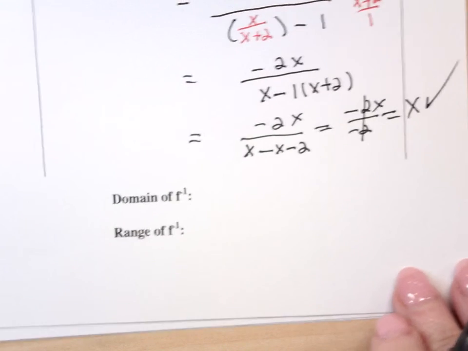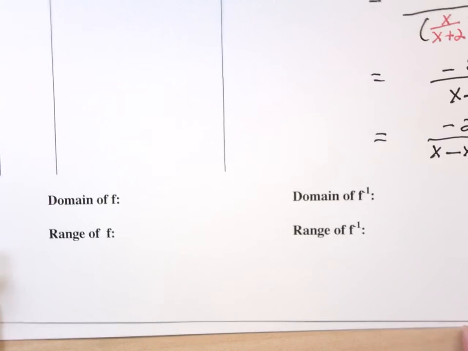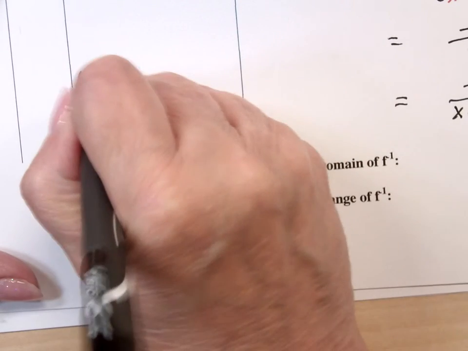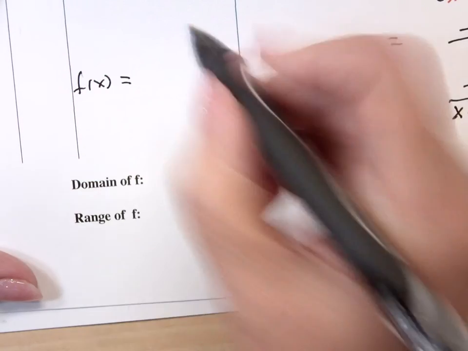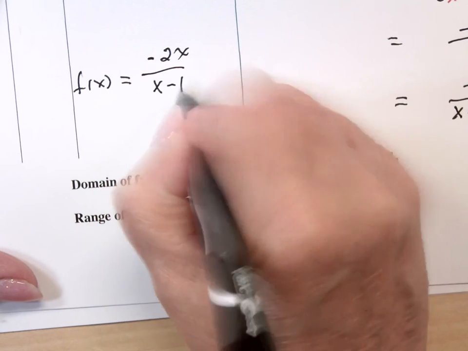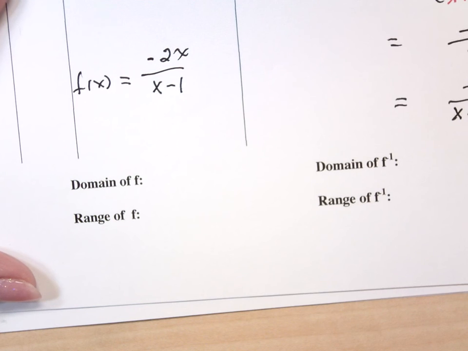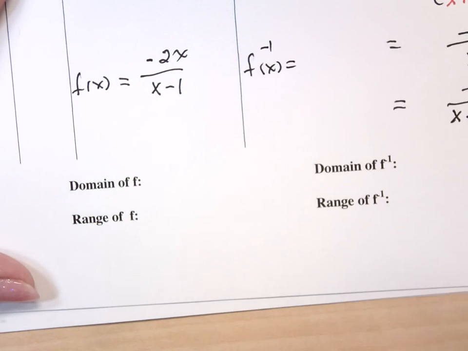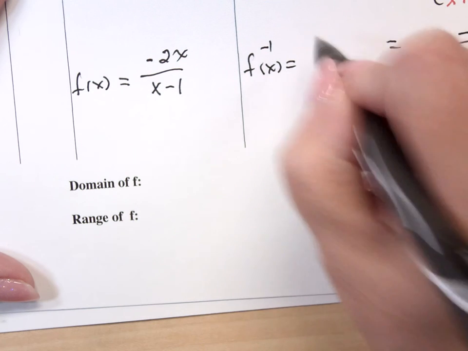So now what it wants us to find is the domain and range. So let's write down what our two functions are. f of x equals minus 2x over x minus 1. And then we said that f inverse was x over x plus 2.